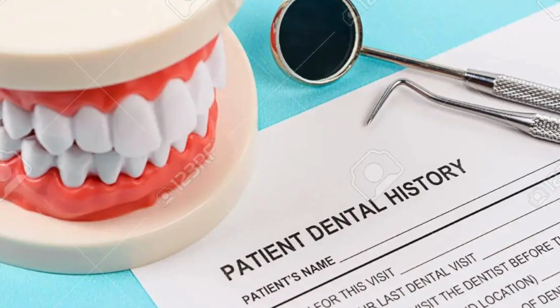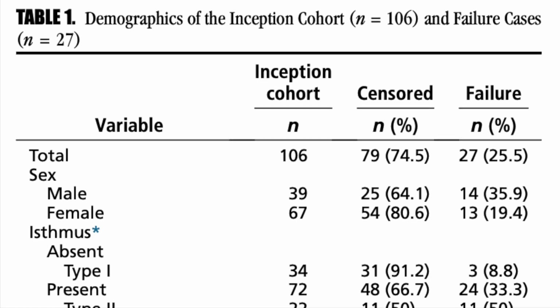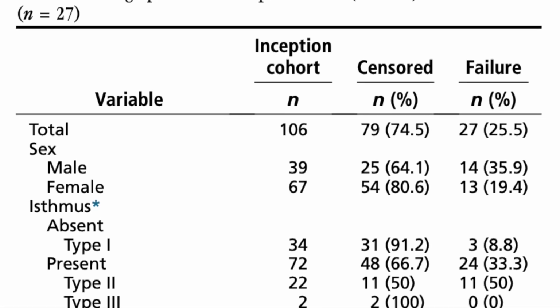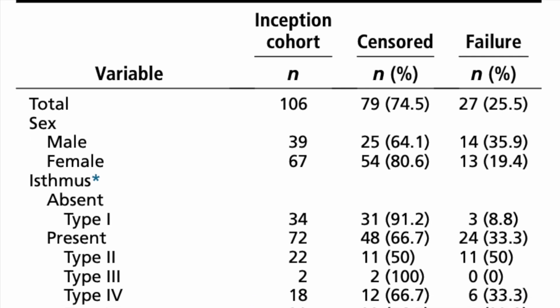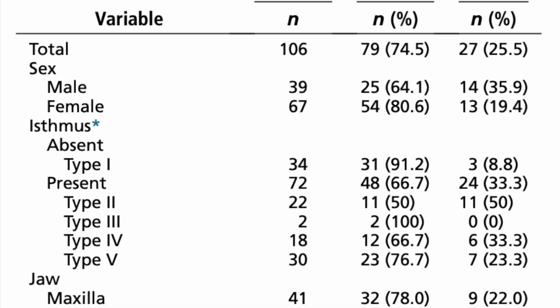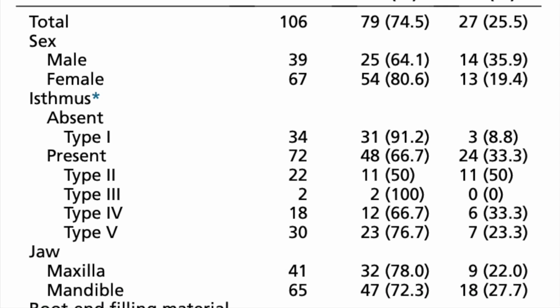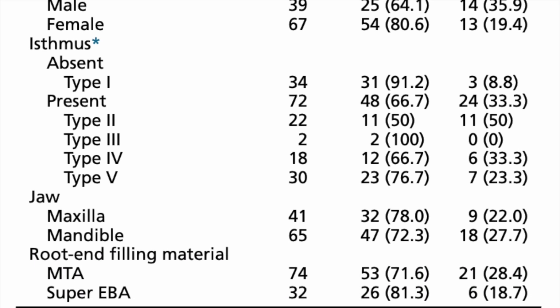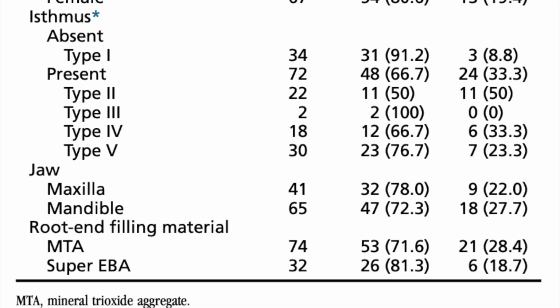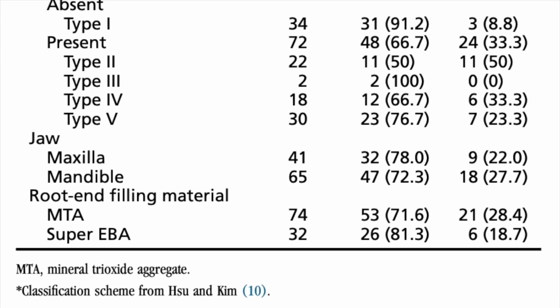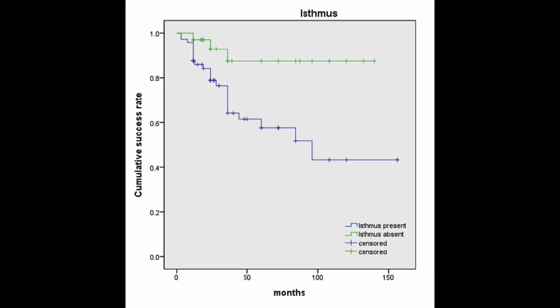from 3 different horizontal angles. A total of 106 teeth were included in the study. 72 were teeth with an isthmus and 34 were without. Only 27 teeth were categorized as failures and 79 teeth were successfully treated. 24 out of 27 failures had undergone isthmus preparation, whereas only 3 did not have an isthmus preparation.